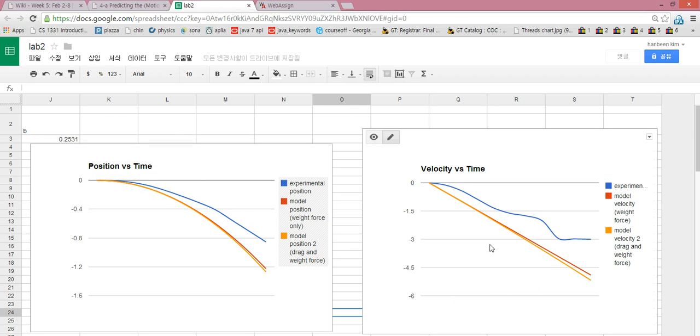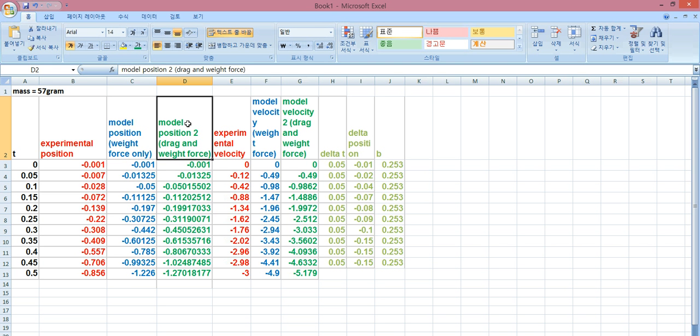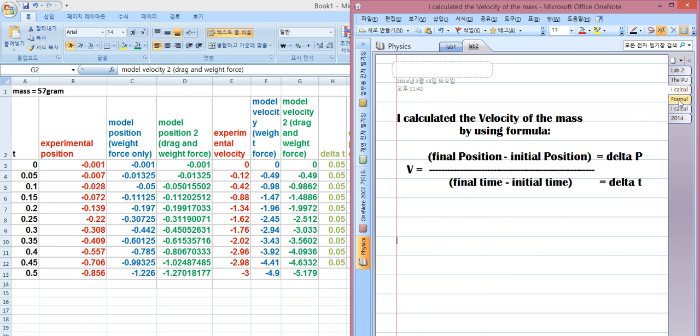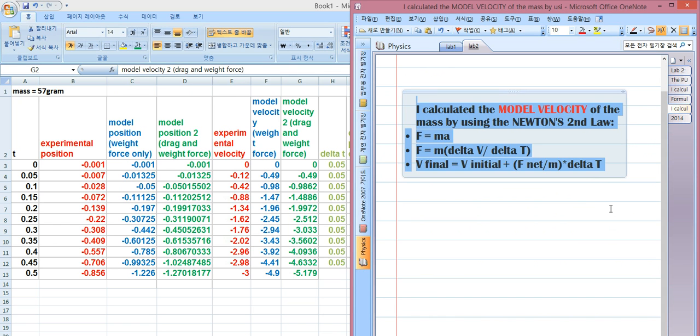But there are two more graphs, which are the experimental ones. So here, there are two model positions. One is only with the weight force, and the other one is with the drag force and the weight force. And there are two velocities, weight force, and drag force and weight force. I calculated the model position of the weight force by first calculating the model velocity using Newton's second law, where F net is weight force for the model velocity 1, and F net is weight force and drag force for the model velocity 2.